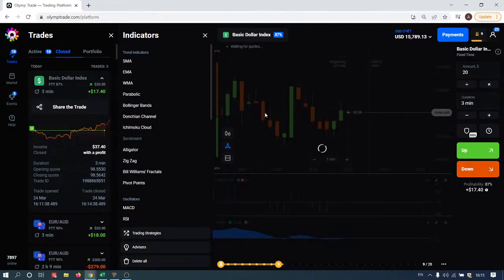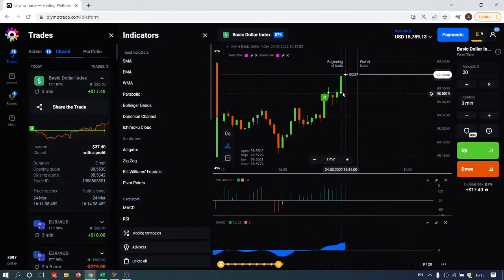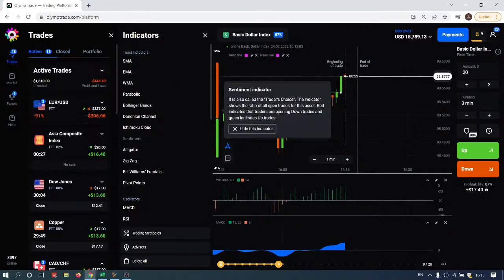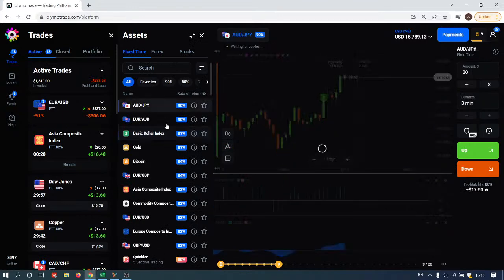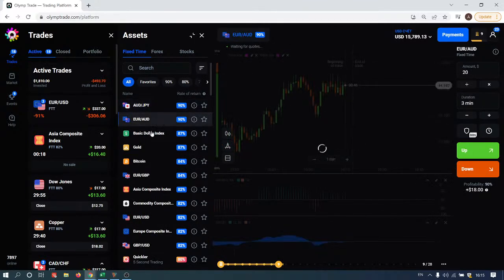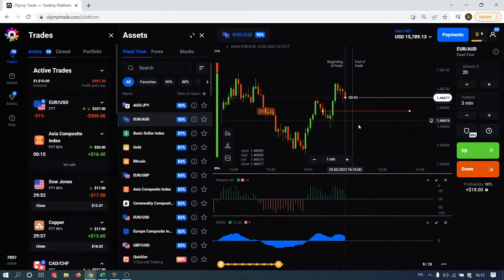Okay, so Basic Dollar Index closes with a profit. Nice. So you can find it in your mobile application as well. It just has a little different look, but generally it's the same.